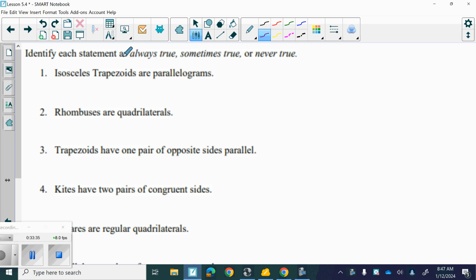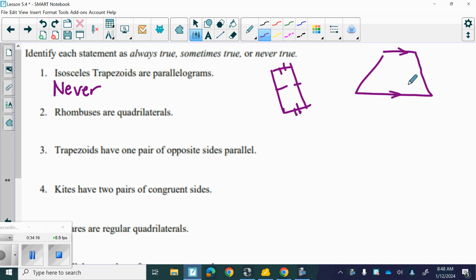Number one, you're going to answer these always, sometimes, or never true. Number one, isosceles trapezoids are parallelograms. Never. If you look at your family tree, that's never true. But let's think about why. How many sets of parallel sides does a parallelogram have? Two sets. The isosceles trapezoid has one. So in order to be a parallelogram, you have to have two sets of sides parallel, and the isosceles trapezoid only has one. So that's why it's never.